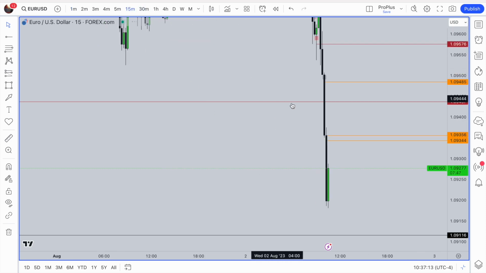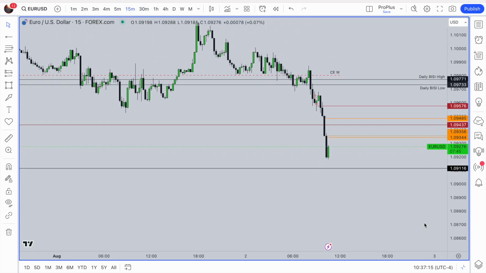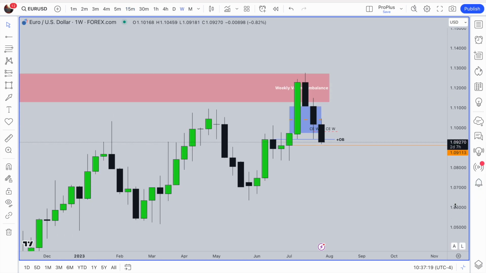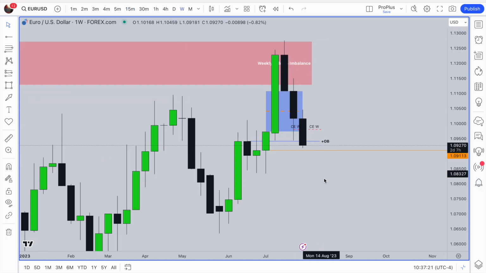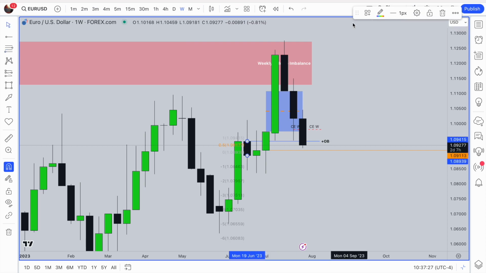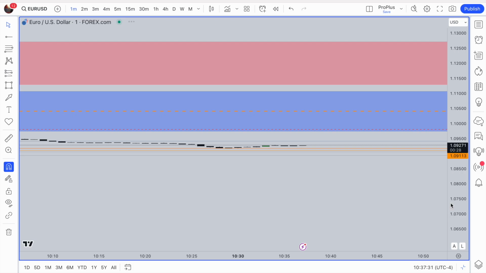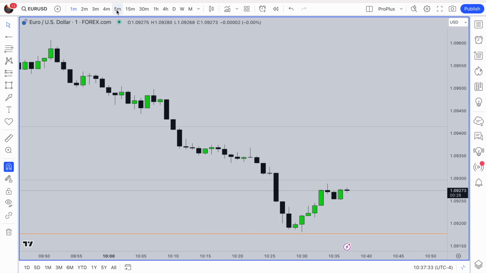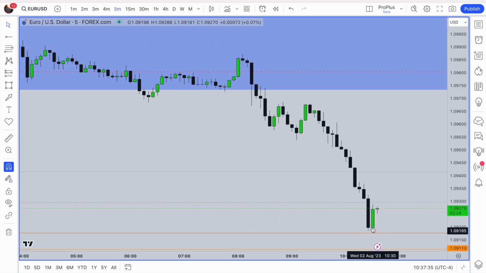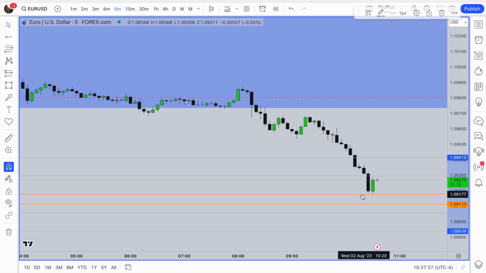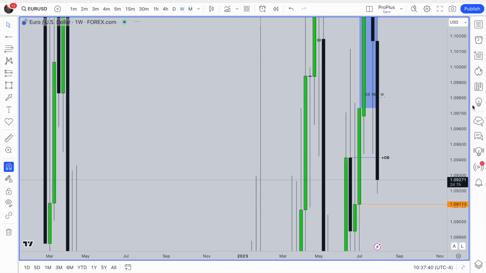I'm happy that I got the bias correct. And yeah, let's see what NFP shows and tells us. Let's just have a look at the mean threshold of this bullish order block as well. So yeah, look where price has actually just tapped into. Just misses it by like a pip. But yeah, it's going to be interesting. So yeah, thank you.